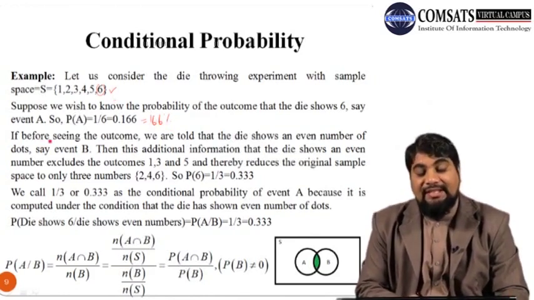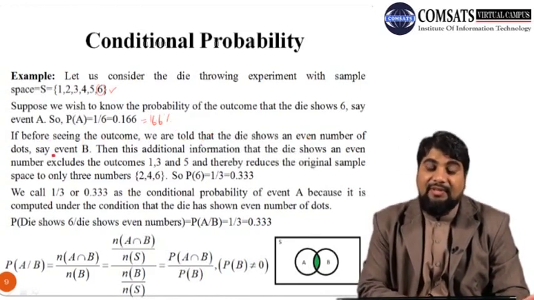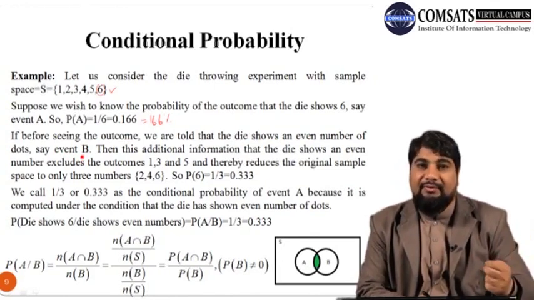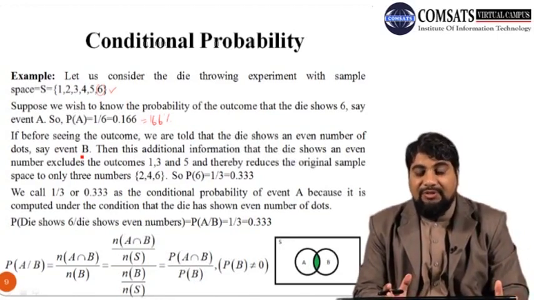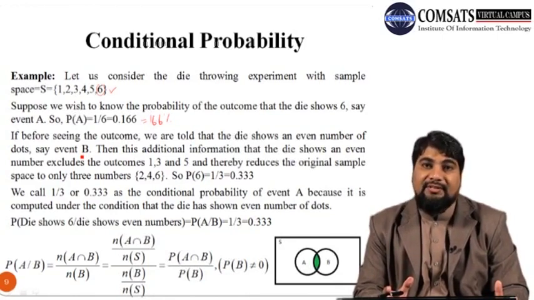If before seeing this outcome we are told that the die shows an even number of dots, say event B, it means now we have some additional information. We rolled a die, and it has been told to us that the die shows an even number of dots.